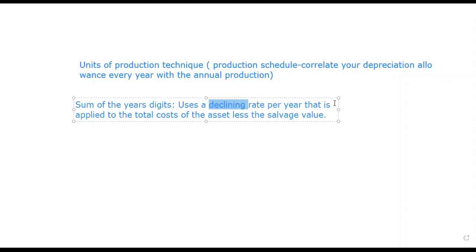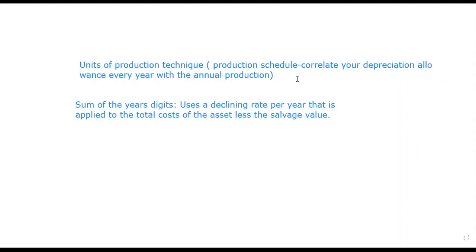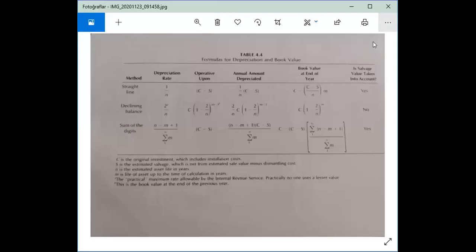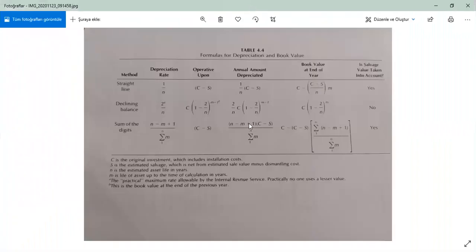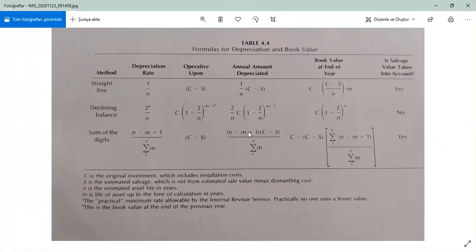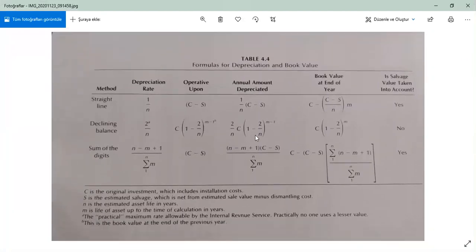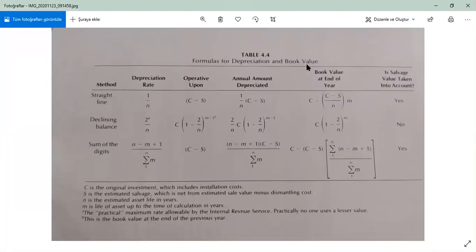All of them include different equations, so I'm going to share them. Let me stop share, share screen. It should be here. Can you see a picture? The equations? Yes, hocam. Yes. Okay, that's cool. So I'm going to share such formulas for depreciation and the book value, okay?